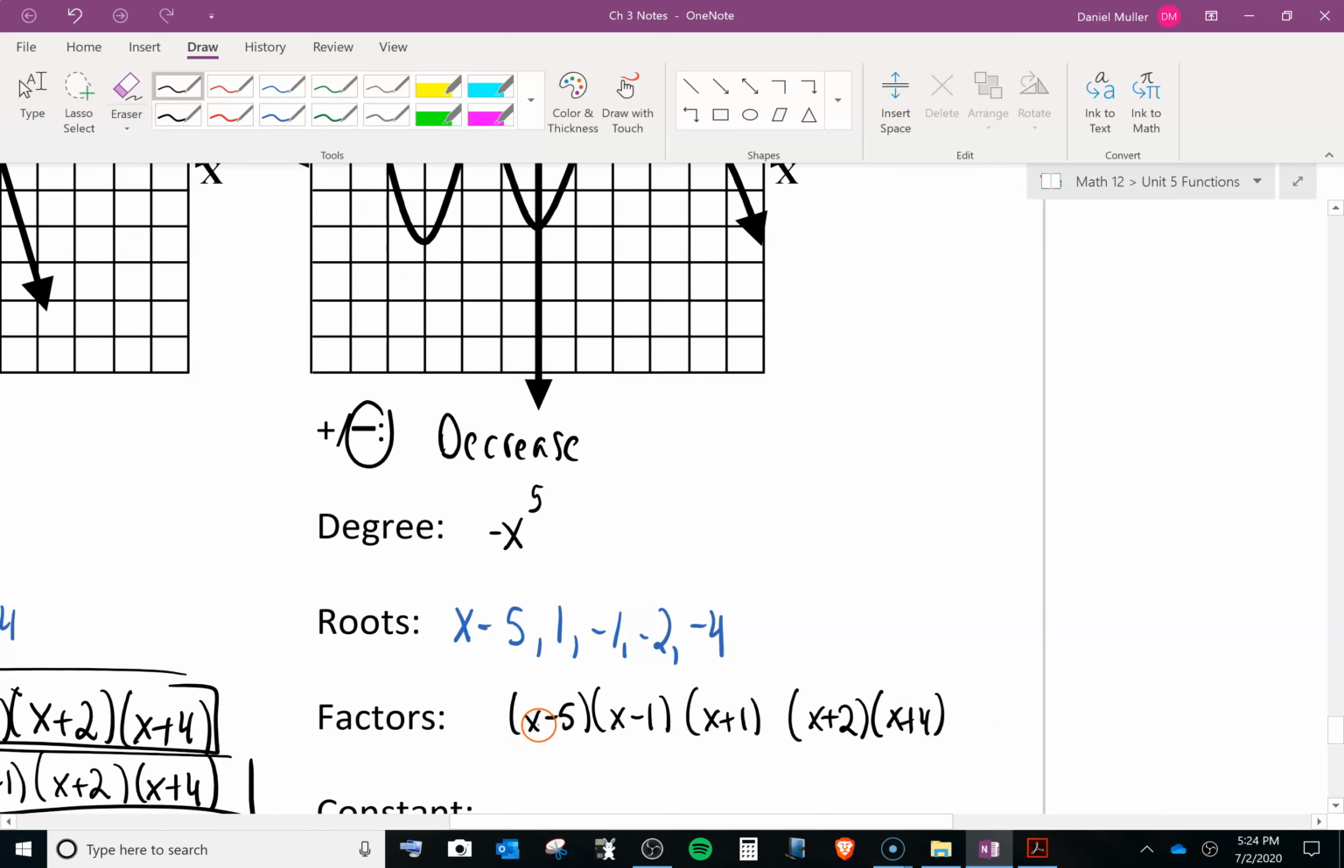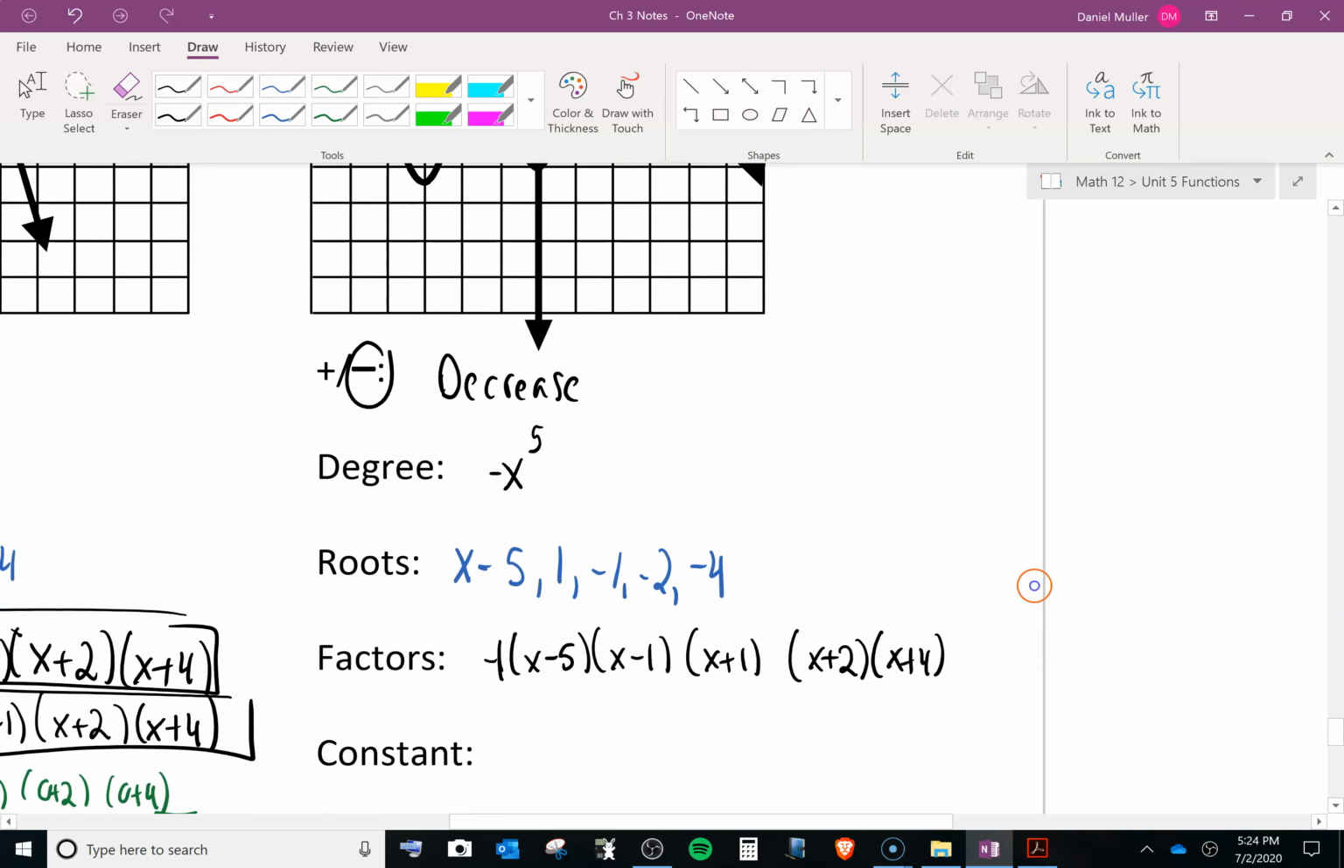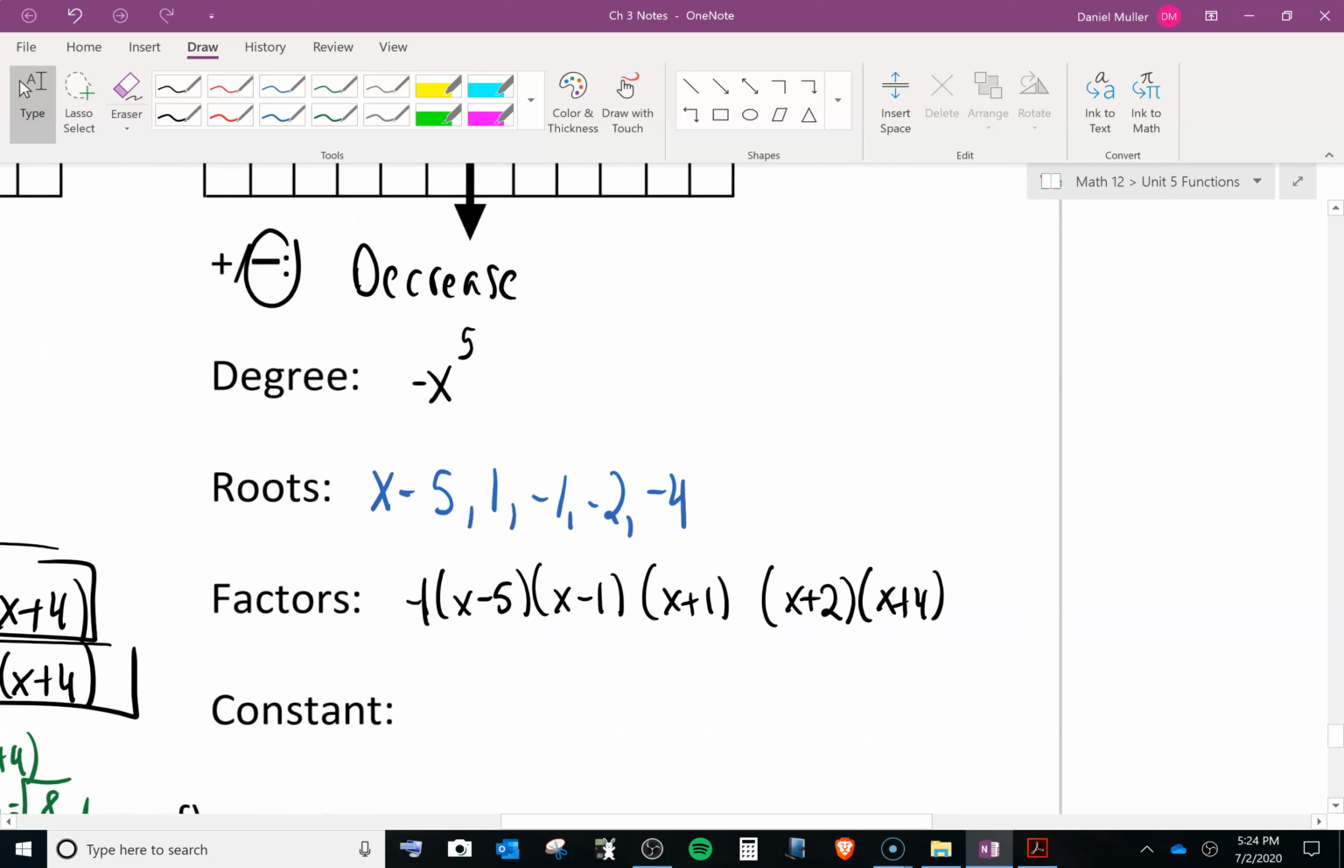But if I multiply all the x's, I go x times x times x times x times x. I get an x to the 5, but it needs to be negative. So you can tack a negative 1 out in front. So that can be an answer. I'm actually going to bring this negative 1 in. So I'm going to make it a negative x and a positive 5. And then x minus 1, x plus 1, x plus 2, and x plus 4.